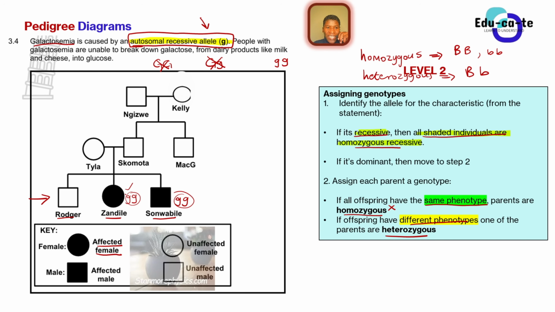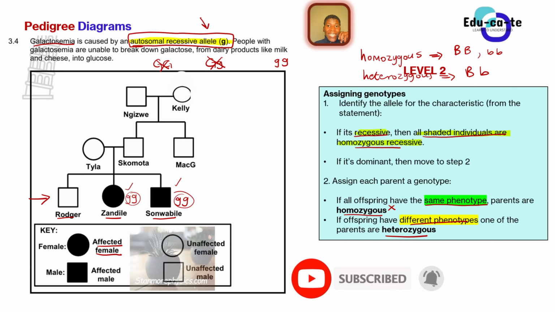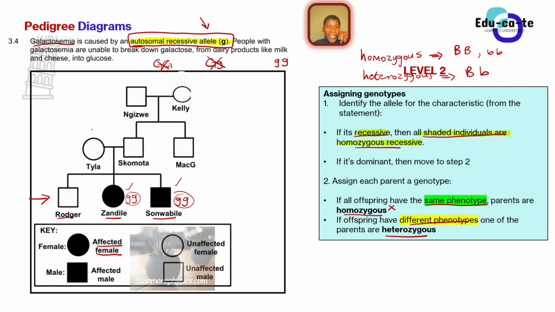Zandile has the condition, Sonwabile has the condition. So it means that for them to have this small letter g, they have inherited it from their parents. So it means that their parents must have at least a small letter g from the father and another small letter g from the mother.